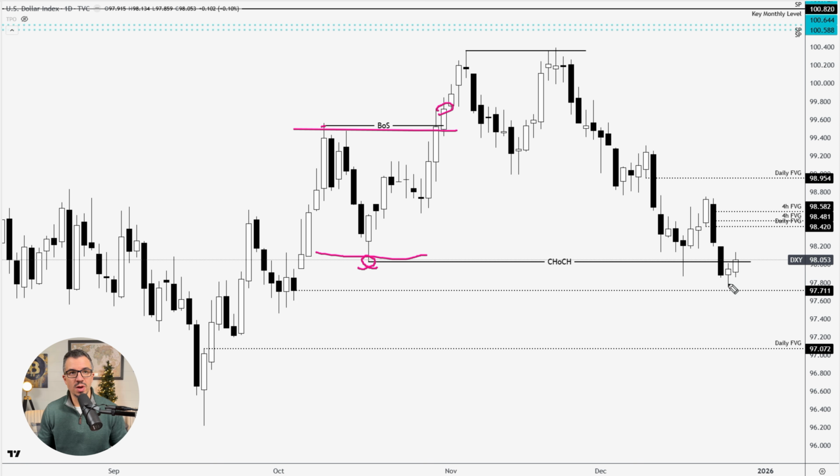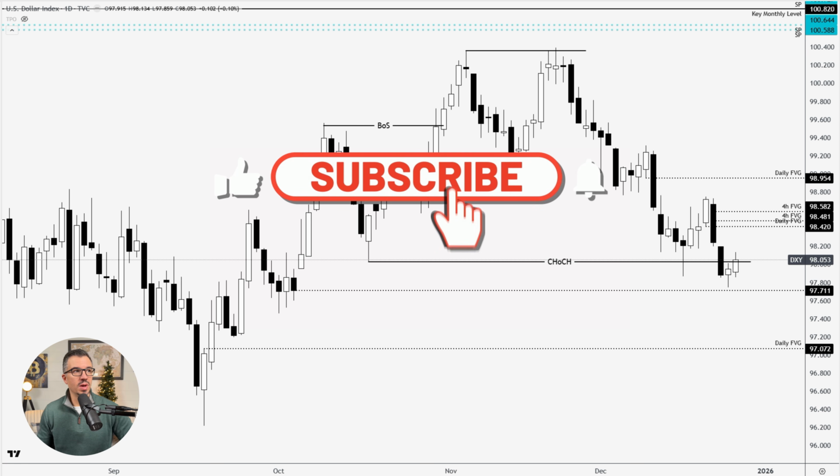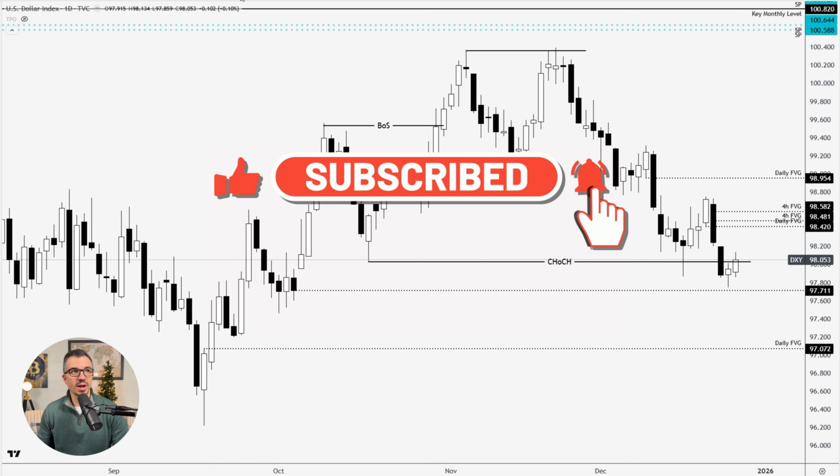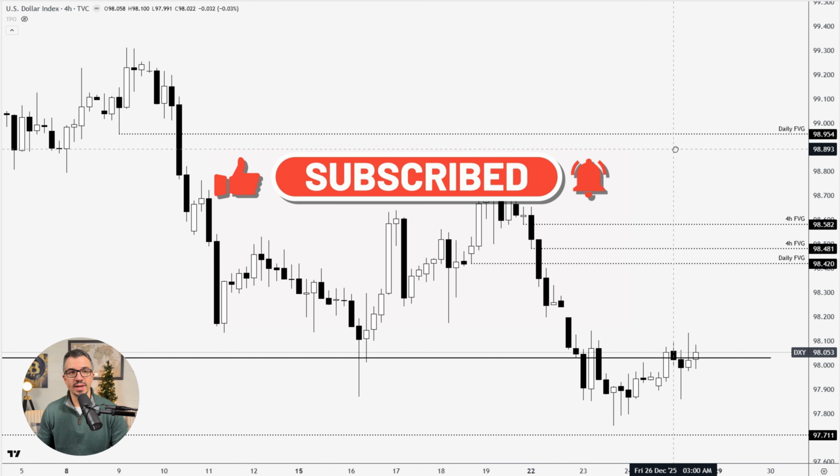This was the external low. We had the close below this here last week. This is significant for the US dollar because it means that this right here is a daily change of character. Now, in terms of imbalances, let's take a look at this here, because this market does have a few of them to note going into next week.